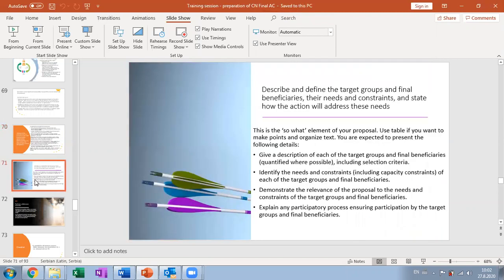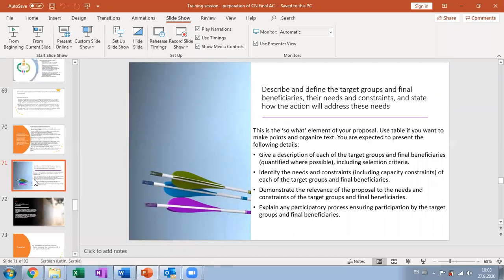within your actions. Target groups and then final beneficiaries, their needs and constraints, and how the action will address these needs. Hugely important part of the concept note as well, the so-called "so what" element of your proposal. You explain that your proposal is relevant to the objectives of the goal, and then also that it fits within the local plans that perhaps exist, and then also local initiatives. That's all great, but you need to demonstrate how it actually helps your target groups and your final beneficiaries.